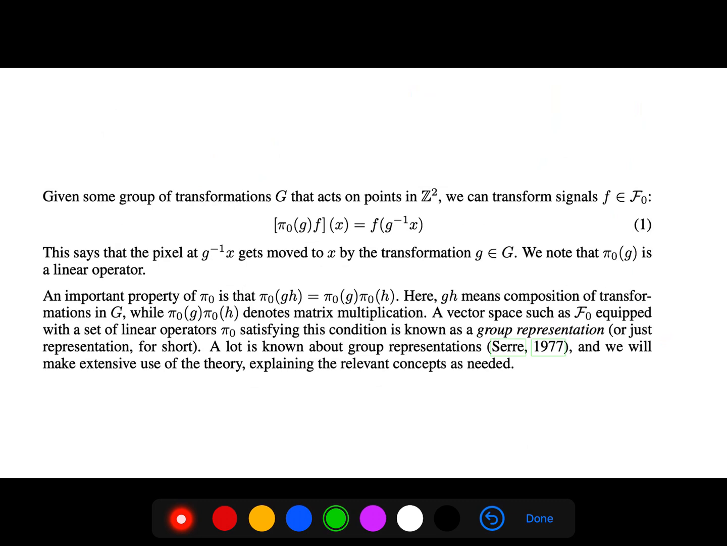Given some group of transformations that acts on points in Z^2, we can transform signals like this. This says that the pixel at g^-1 x gets moved to x by some transformation, for example, a rotation. So g is a rotation, for example, by 30 degrees. So g of 30, let's say.